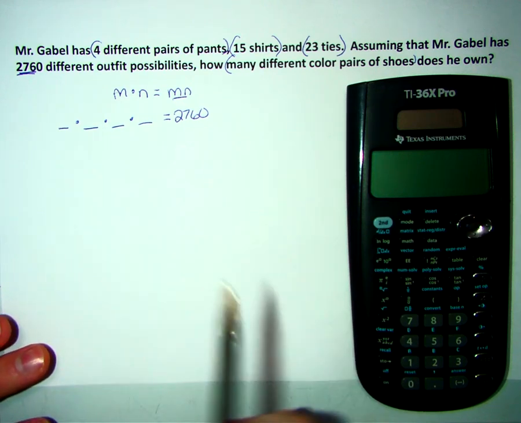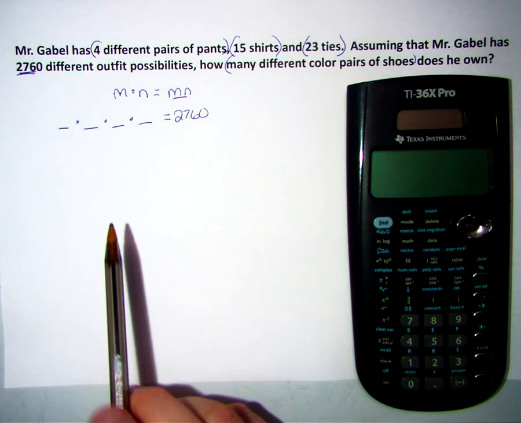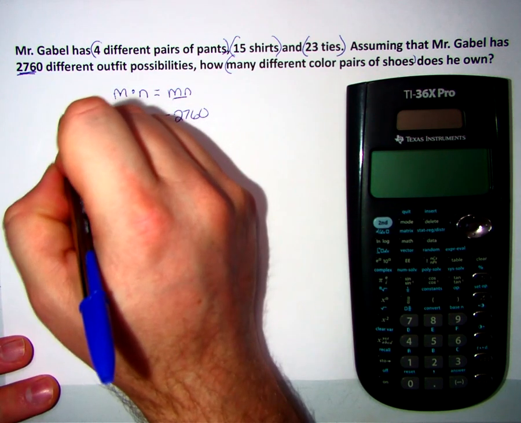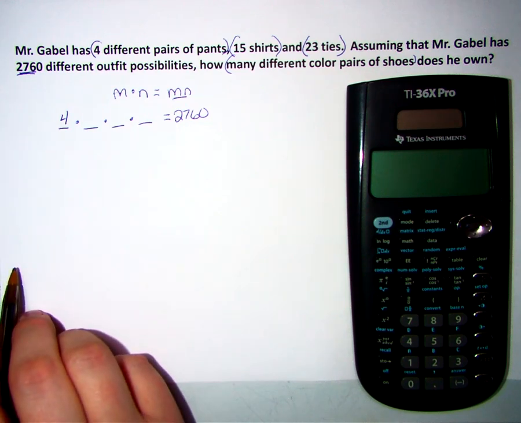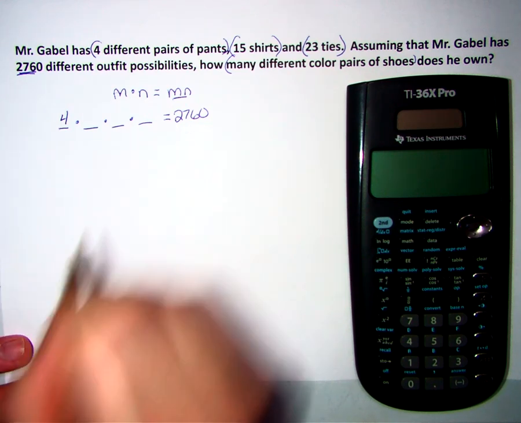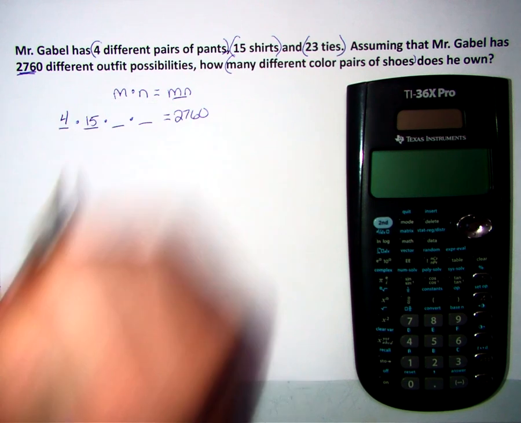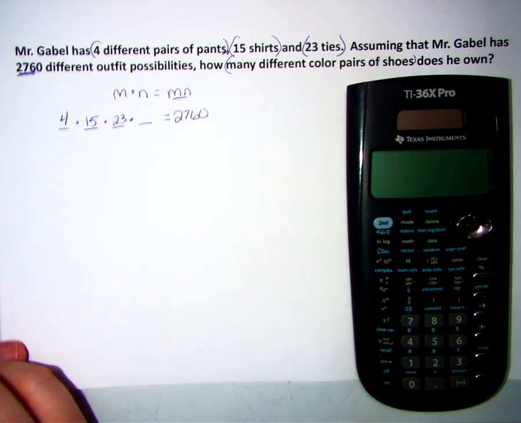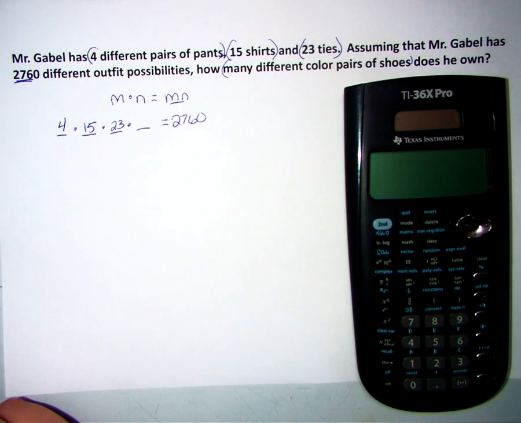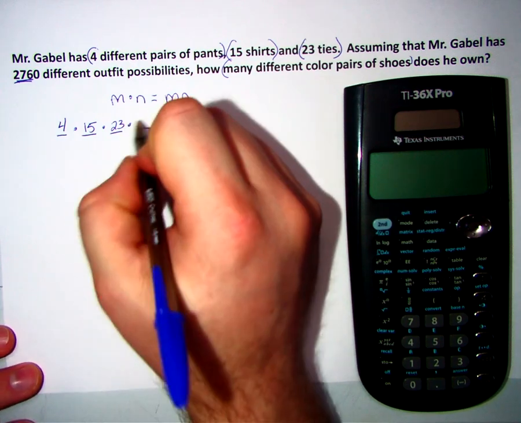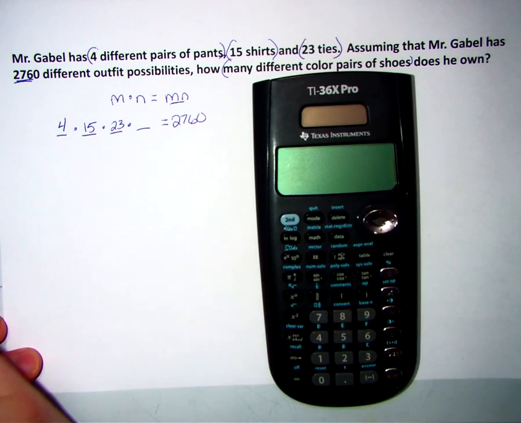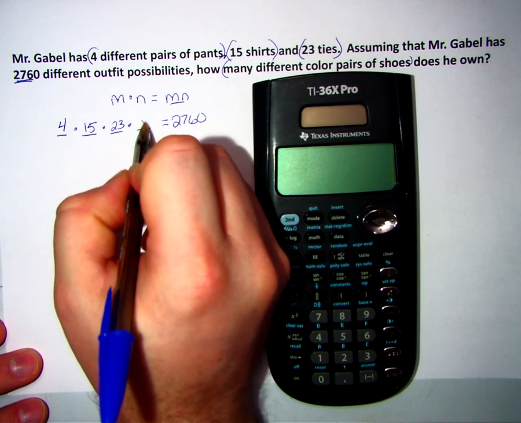So now we just need to figure out how many possible outcomes there were for each independent event. Well, for the pairs of pants, there were 4 possible outcomes. For the shirts, there were 15 possible outcomes. For the ties, there were 23 possible outcomes. And for the pairs of shoes, it doesn't tell us. That's what it's asking us to figure out. So whenever we're setting up an equation and we don't know a value, we end up plugging in a variable. So I'm going to use x.